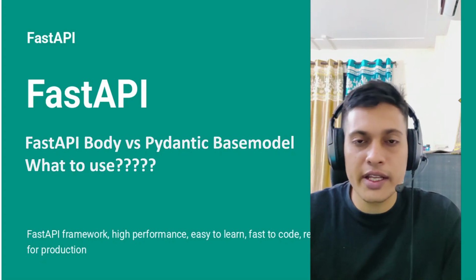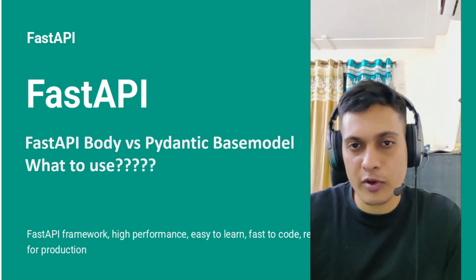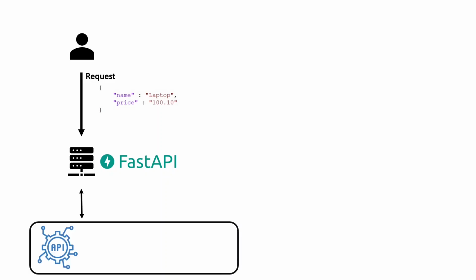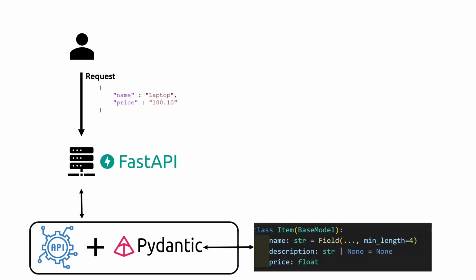So before getting into the subject, let's understand our problem statement first. Here we have our user and here we have our server. The server has this FastAPI application, and the user is going to send a request with a payload of name and price to your FastAPI server. This FastAPI application will have its API, and this API is created with the help of Pydantic. So Pydantic is using the base model to validate the data which it is getting from the request, and it will look something like this.